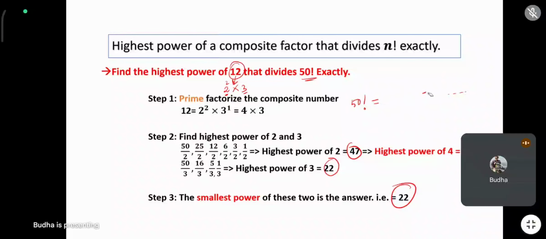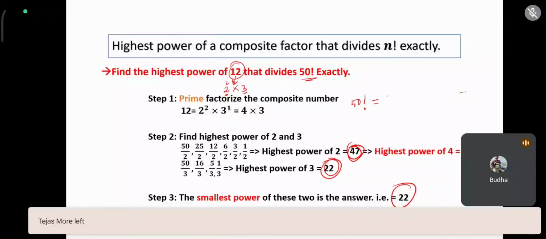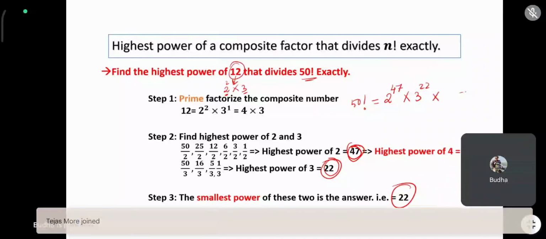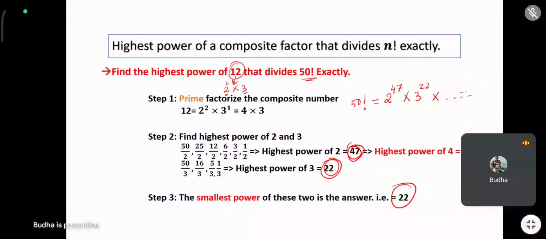कोई प्रॉब्लम नहीं. Now see, यहाँ पे 2 का पावर 47 मिल गया, 3 का पावर इज 22 मिल गया, मीन्स 50 फैक्टोरियल कैन बी रिटन एज 2 का पावर 47 एंड 3 का पावर 22. बाकी क्या है कोई फर्क नहीं पड़ता, बिकॉज आई कैन नॉट मेक 12 यूजिंग 5 और 7. मैं 12 सिर्फ इन्हीं से बना सकता हूँ. तो मैं सोचूंगा कि 12 बनेगा कैसे, 2 स्क्वायर इंटू 3 से, राइट? तो 2 स्क्वायर मतलब 4 होता है. तो कैन आई से मैं यहाँ से कितने 2 स्क्वायर जनरेट कर सकता हूँ और कितने 3 जनरेट कर सकता हूँ.